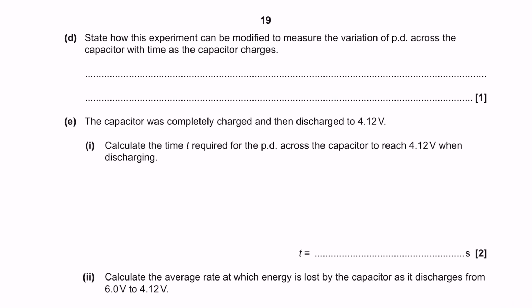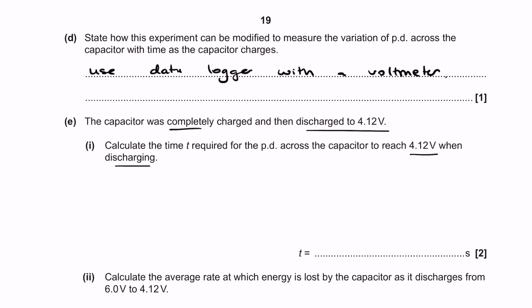Okay, part D. State how this experiment can be modified to measure the variation of the potential difference across the capacitor with time as the capacitor charges. Well, we can use a data logger with a voltmeter. Next, it says the capacitor was completely charged and then discharged to 4.12 volts. Calculate the time required for the potential difference across the capacitor to reach 4.12 volts when discharging.